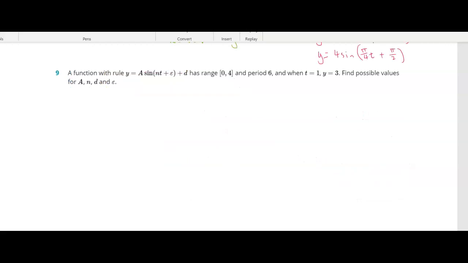All right, let's have a look at this last one. So this time we've got a sine function, and we have a range of 0 to 4. Now, this is a good indication if you have a vertical translation. If your range is two different integers, like one's not negative and one's the same number but negative, and positive, like we did before. So 0 to 4 tells me that we've been shifted up. Okay, and period of 6. And when t equals 1, y equals 3.